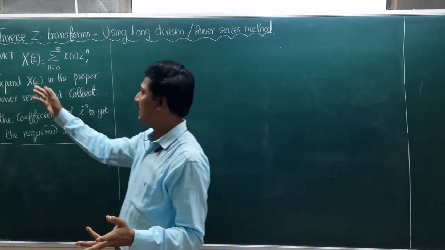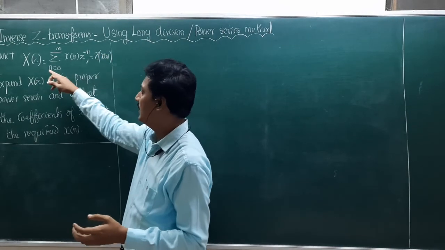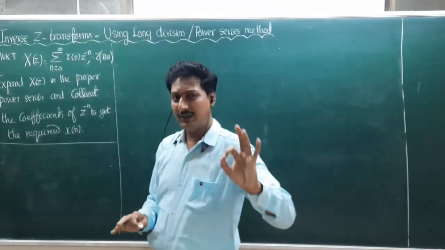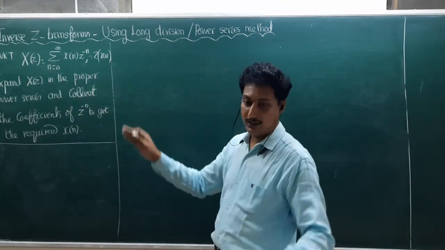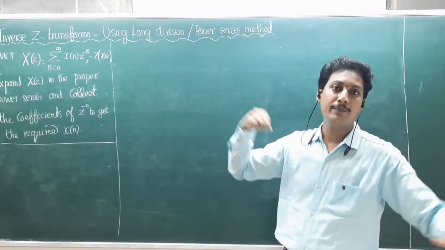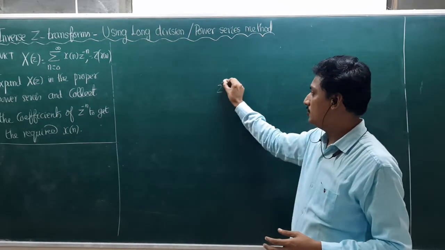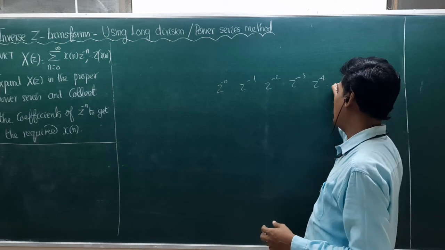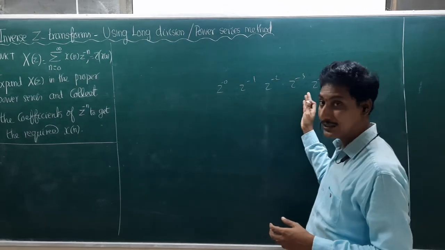Already we know that the Z transform of x of n is nothing but the sum from n equal to 0 to infinity of x of n z power minus n, which is called X of z. So the very simple concept is that you expand this X of z in a proper infinite power series. Power series means increasing powers, monotonically increasing. Z power minus n is the power: z power minus 0, z power minus 1, z power minus 2, z power minus 3, z power minus 4. So we can express it as a power series model. That's why it's called the power series model.